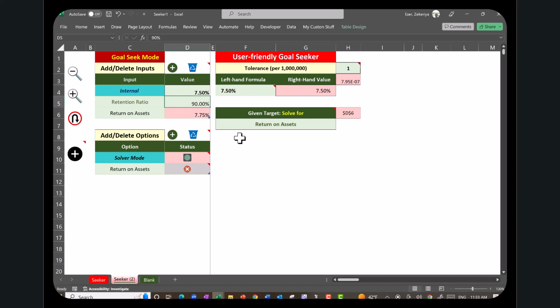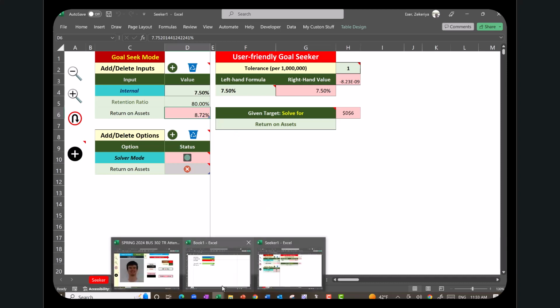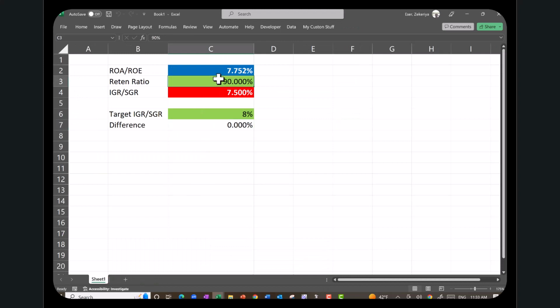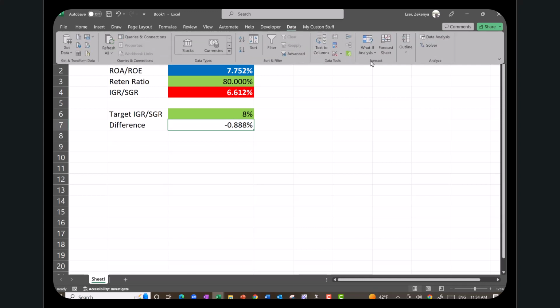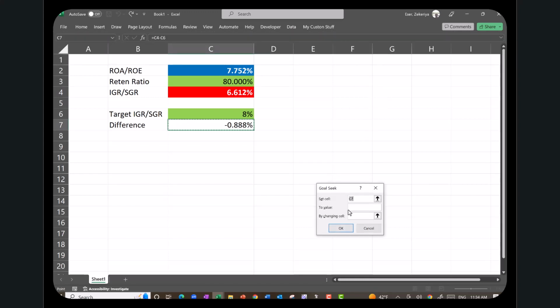So if I change the retention ratio to 80%, see the solution is right there, 872. Let's do the same thing on this one. I changed it, now I have to do my goal seek, data, what if analysis, goal seek, make that difference 0 by changing that. It's gonna give you exact same result because internally I'm doing exactly the same thing. That little solver of secret template, it basically does the goal seek for you.